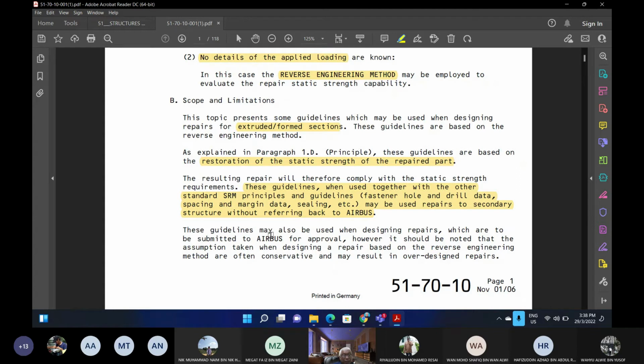And this guideline is also used when designing repairs which are to be submitted to Airbus. Like I said again, if you want to submit to Airbus for them to assess your repair, for them to be able to review the repair easily, because you already use the principles that they have put in, then it will take less time for them to approve your repair proposal.